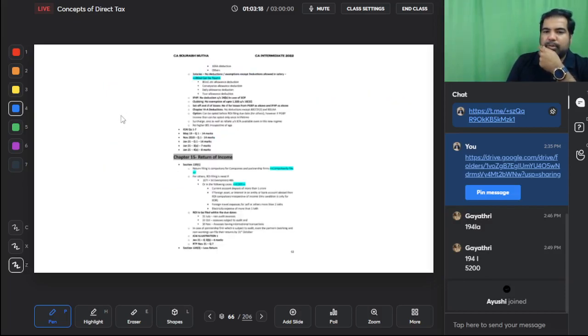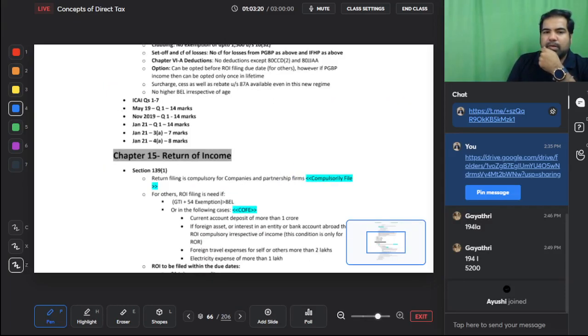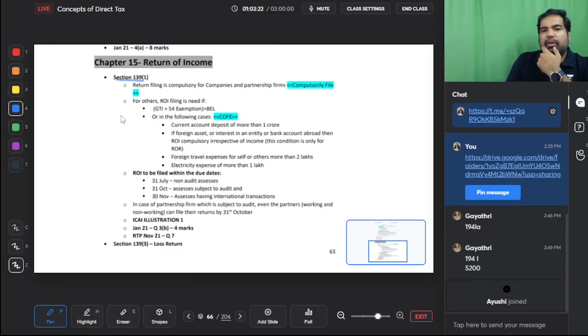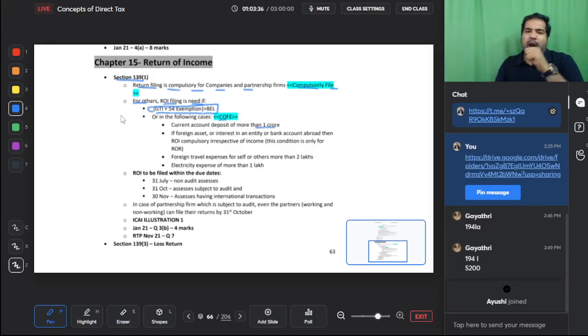Let's have a look from the book, guys. Section 139(1), return of filing is compulsory for companies and partnership firms. For others, ROI is to be filed if GTI plus 54 exemption is greater than the basic exemption limit, or if there is a current account deposit of more than 1 crore, or foreign assets outside India, including a bank account or interest in an entity, but only for ROR. Also foreign travel greater than 2 lakhs for self or for others, and electricity more than 1 lakh.